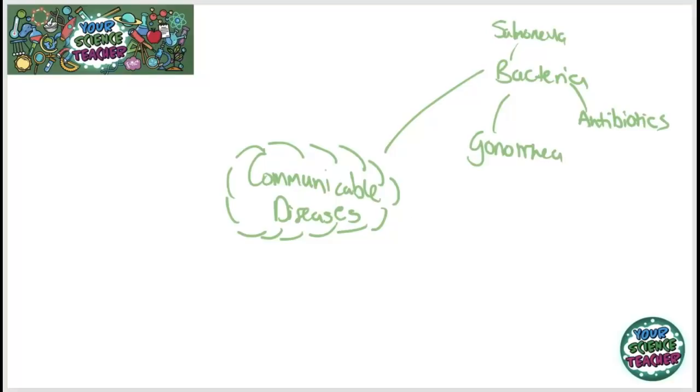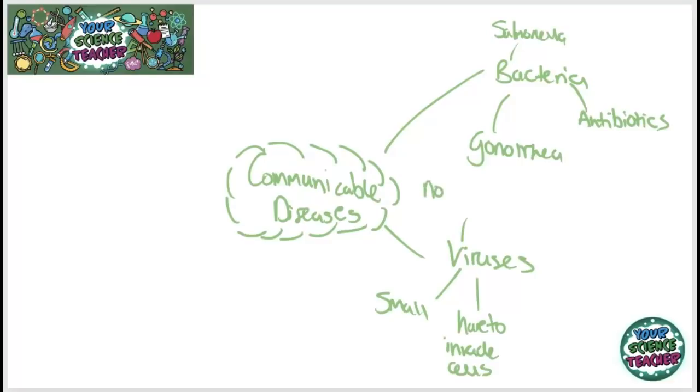Another example of a pathogen is viruses. And viruses are very different to bacteria. They're incredibly small, and they can't reproduce by themselves like bacteria. So what they have to do is get inside a host cell, and they get inside the nucleus of your host cell, and when the cell divides, the virus divides as well. Now, viruses can't be treated by antibiotics. Instead, you will use painkillers and wait for the symptoms to go away.